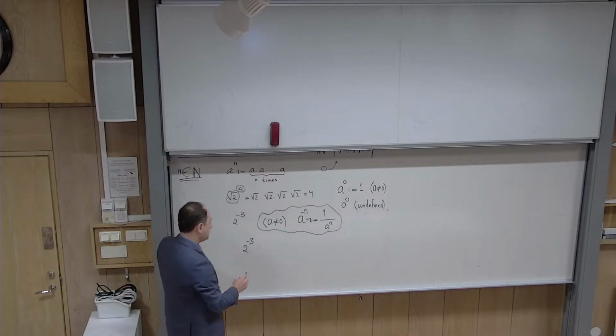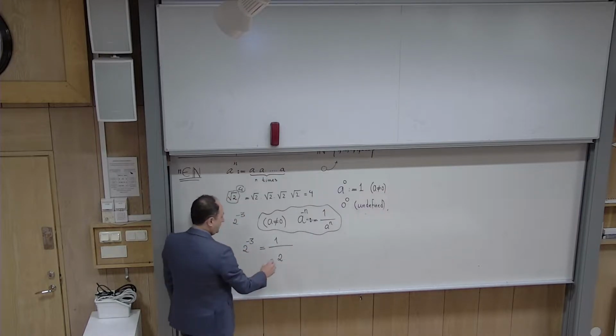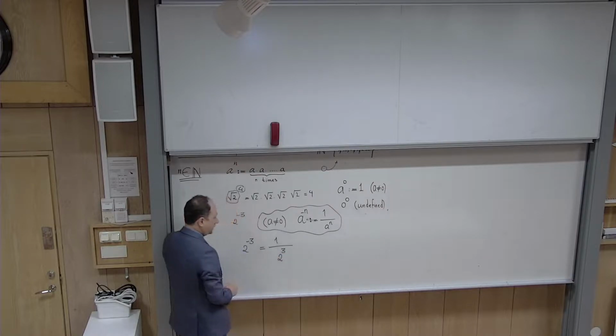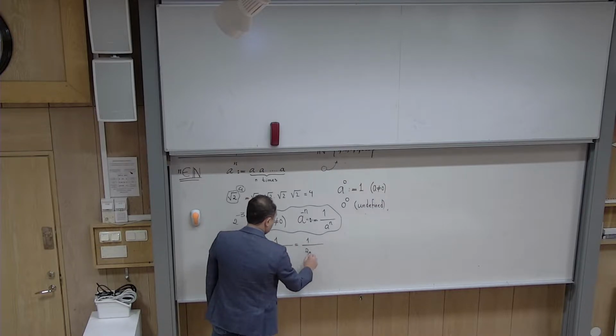So what I do, I would write 1 over 2, but instead of writing negative 3, I write positive 3. But we already know what 2 to the power 3 is. It means 2 times 2 times 2.